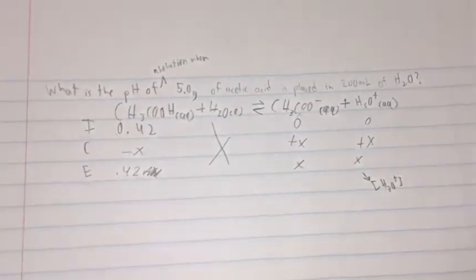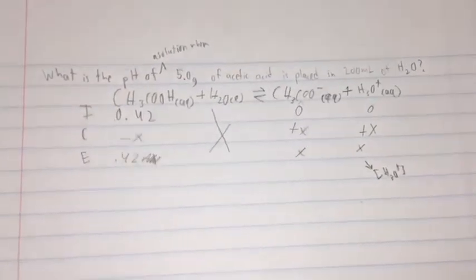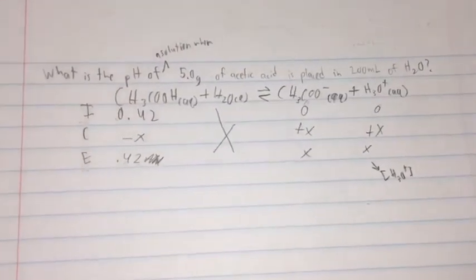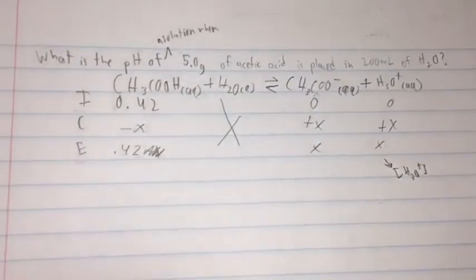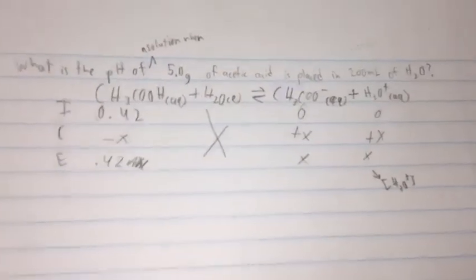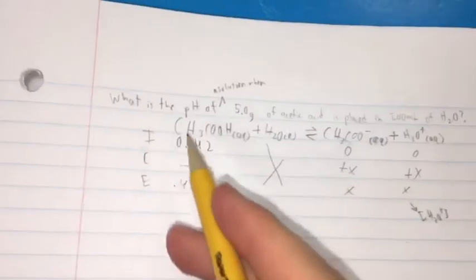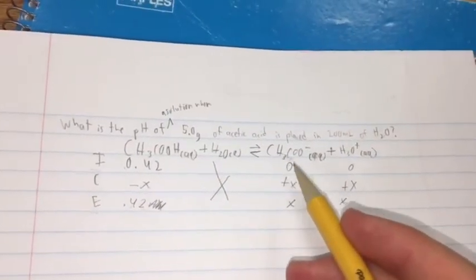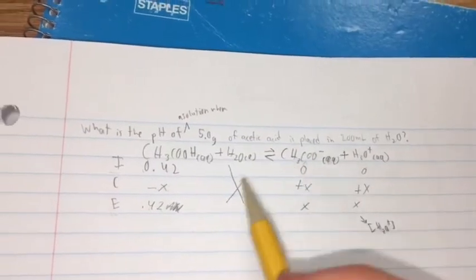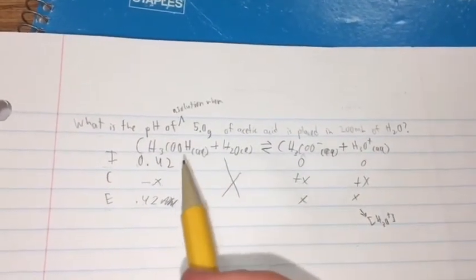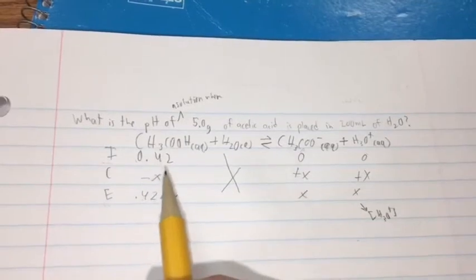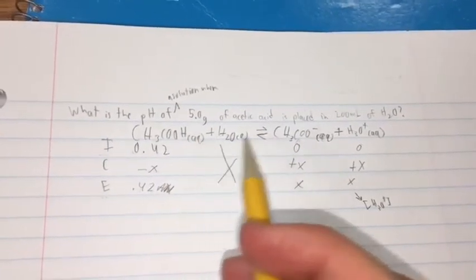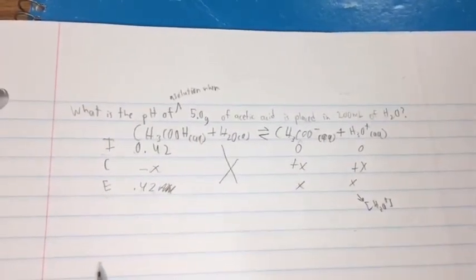How do we find the pH of a solution when a solid mass of an acid is added to a volume of water? Well, first you write an equilibrium reaction. So acetic acid plus water is in equilibrium with acetate and hydronium. Now, it's in equilibrium because acetic acid is a weak acid and does not dissociate completely, so there will be some reactant and some product remaining in the final solution.